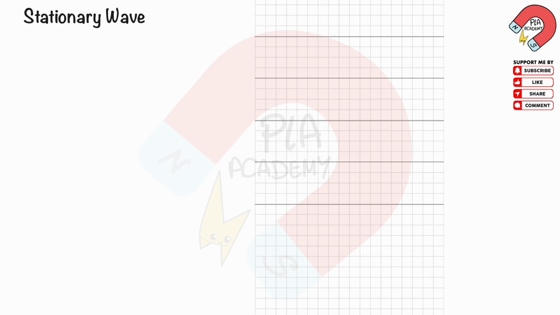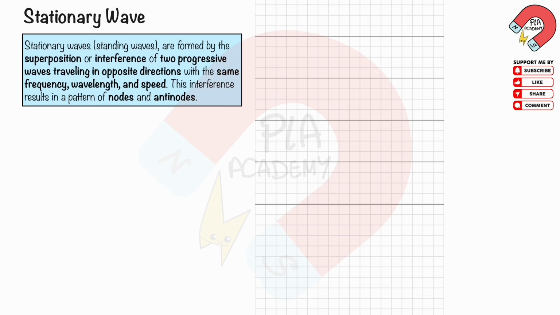Stationary wave. Stationary waves, or standing waves, are formed by the superposition or interference of two progressive waves traveling in opposite directions with the same frequency, wavelength, and speed. This interference results in a pattern of nodes and antinodes.